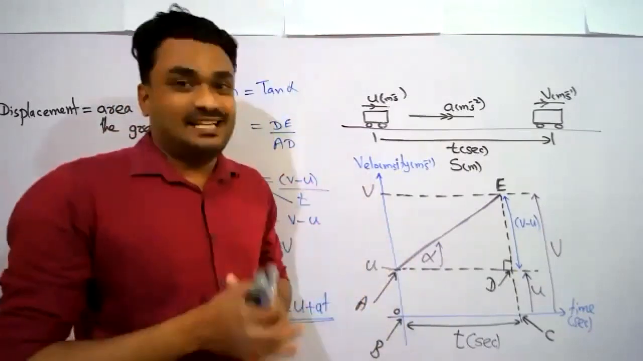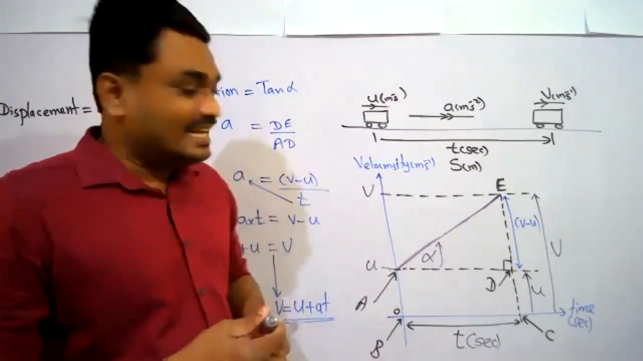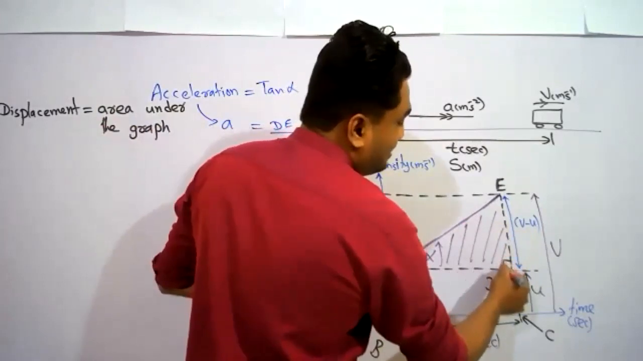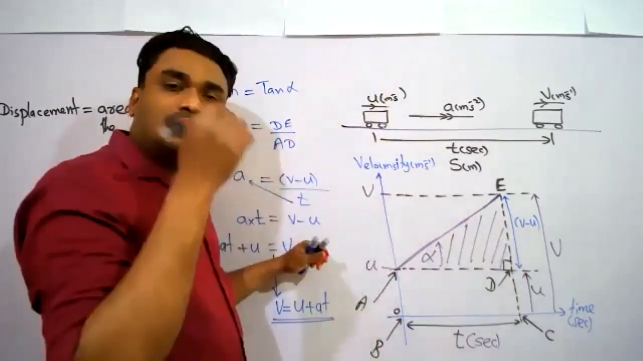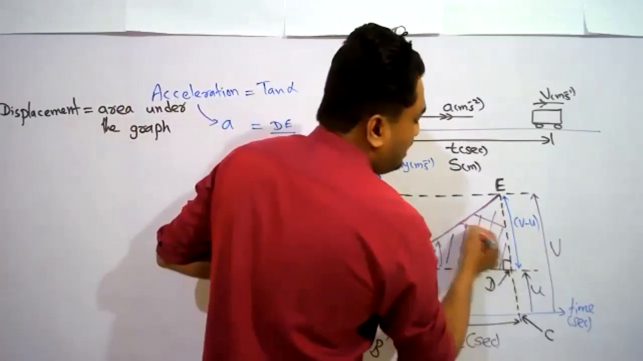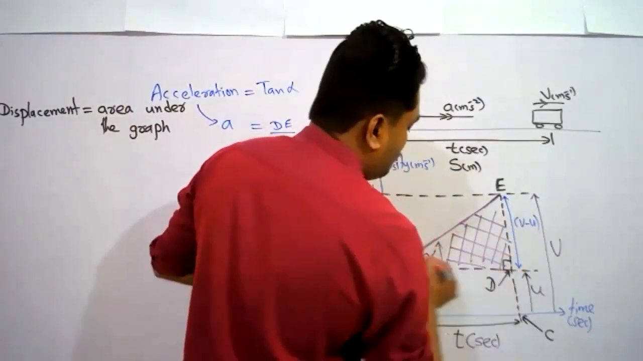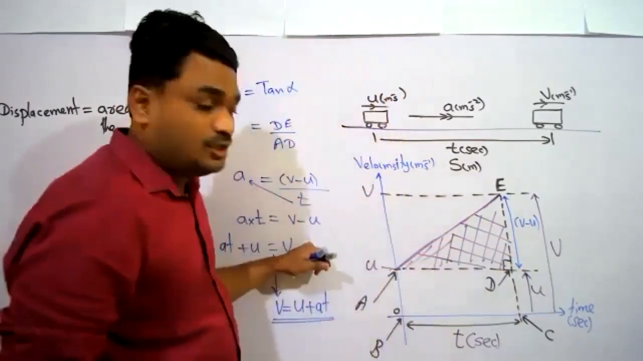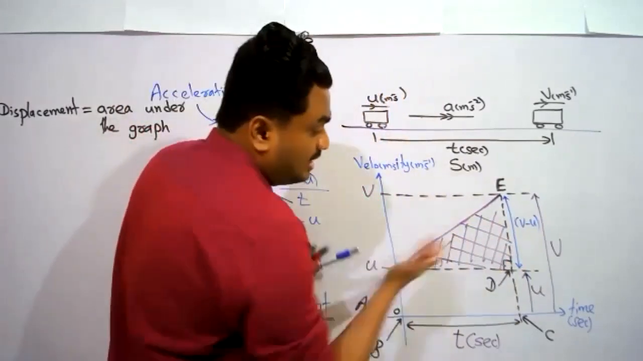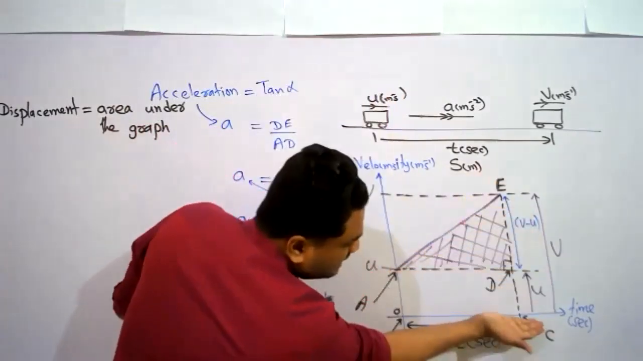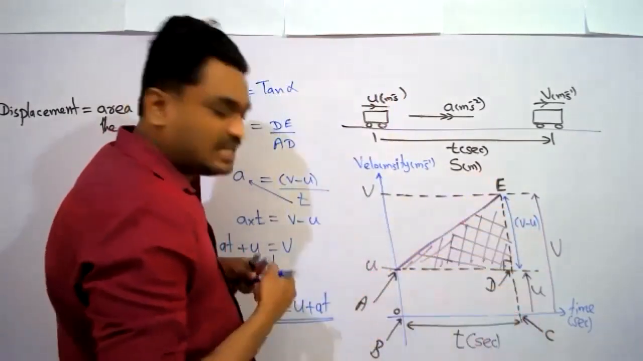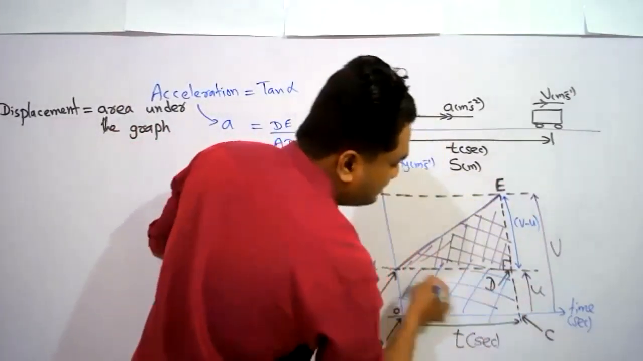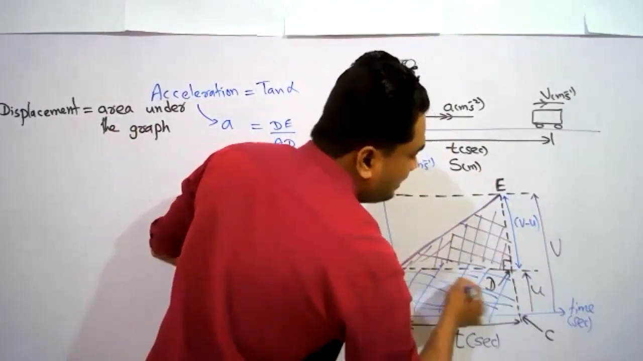The other mistake is that students think area under the graph means the area of this triangle. Again, it is wrong, because I have seen a lot of times students think area under the graph means only this area. No, it is wrong. Area under the graph means you should take it up to the time axis, like this. This entire area is the area under the graph.